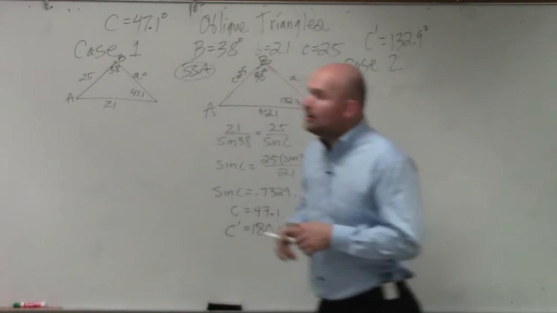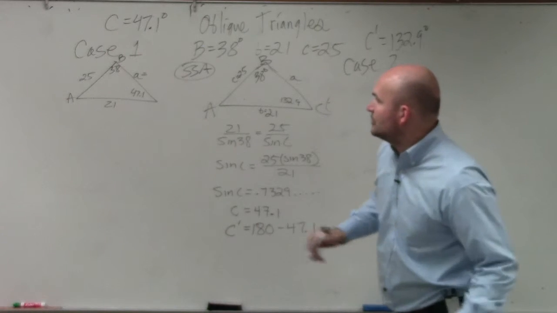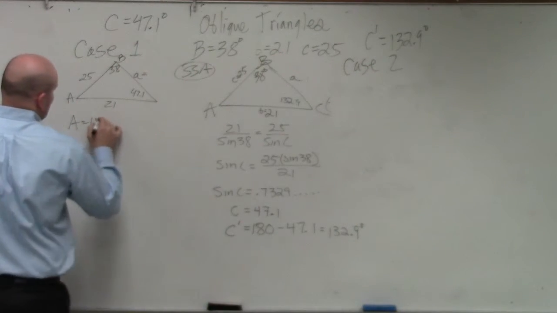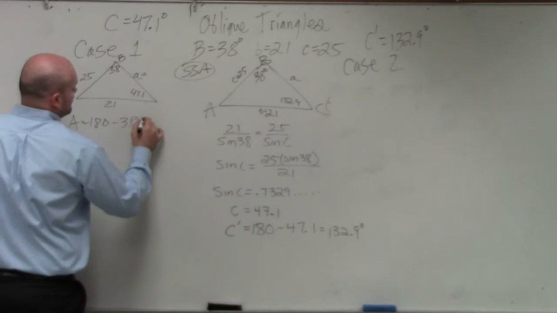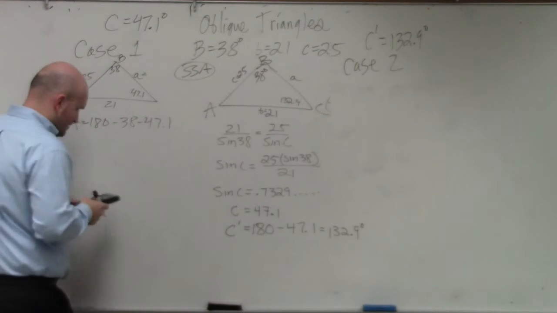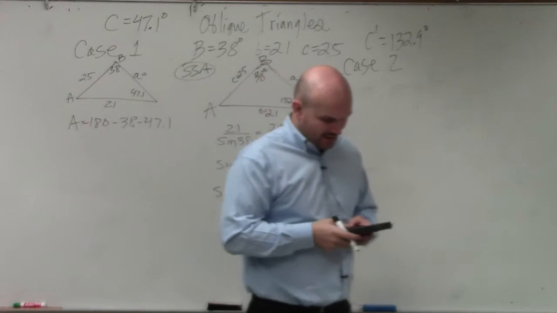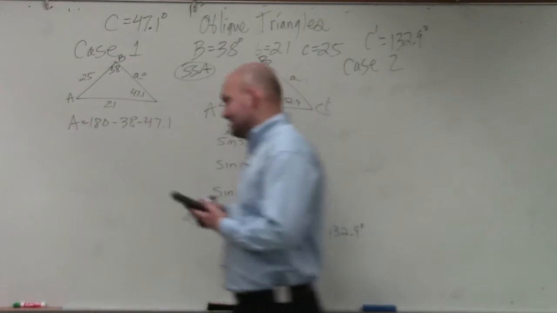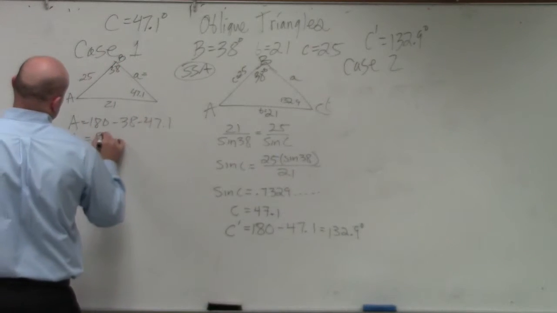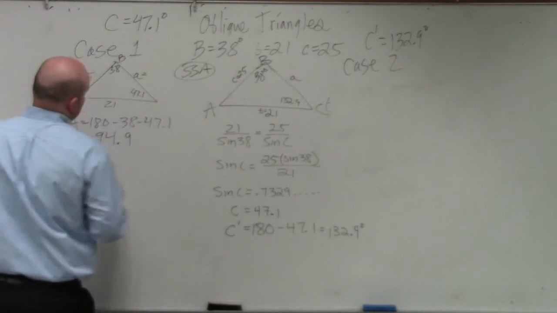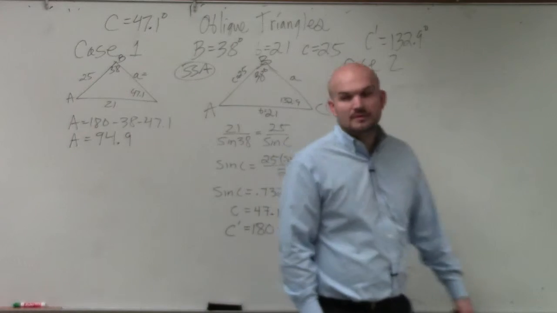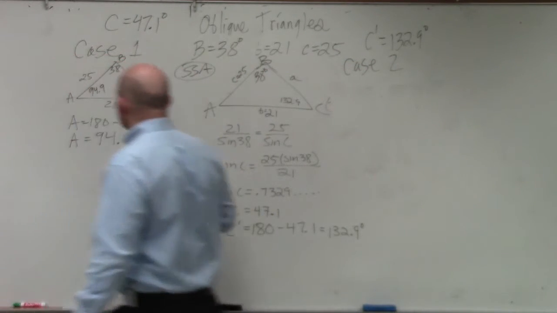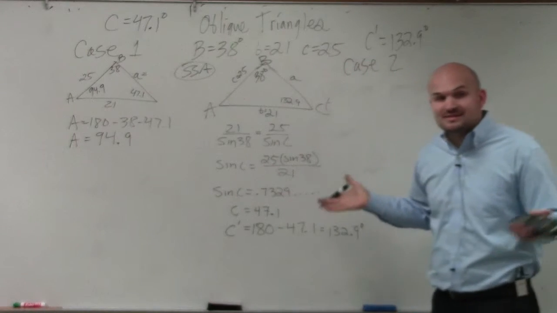OK, so now, again, by using all there, could we figure out what angle A is? Angle A is 180 minus 38 minus 47.1. So I just do 180 minus 47.1 minus 38, and that's 94.9. Does everybody follow me? So therefore, I fill that in, 94.9. Now, the only thing I don't know is the side length A.